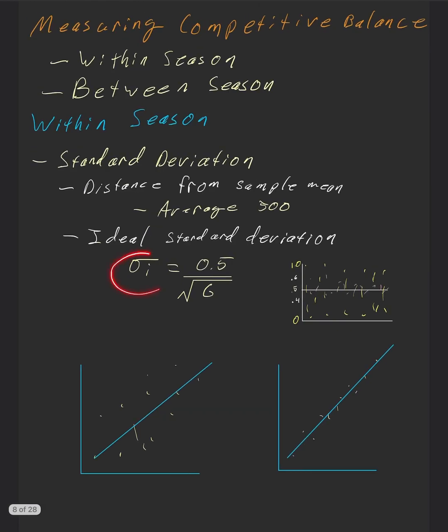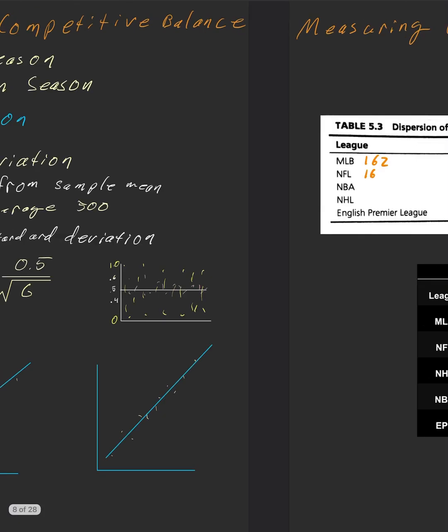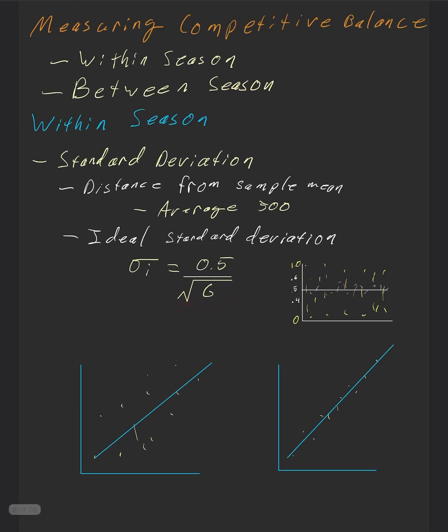So that's this number. These are standard deviations right here. And then we can't compare MLB to NFL because MLB literally has 10 times as many games as the NFL. There's 162 games versus 16 games for the NFL. So we need this ideal number. So that is this calculation here.